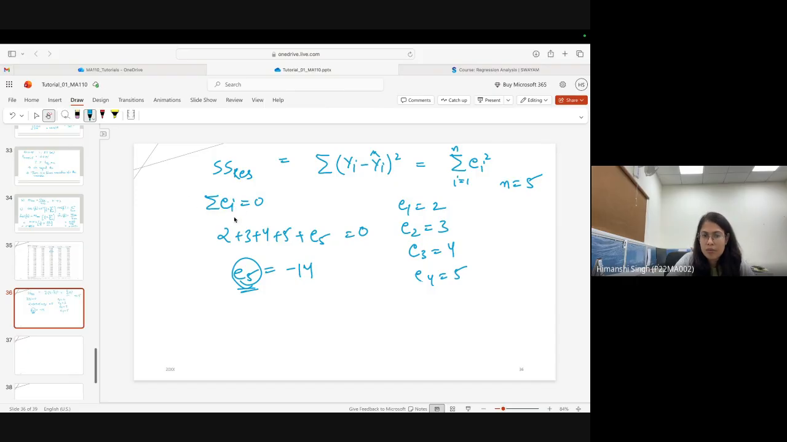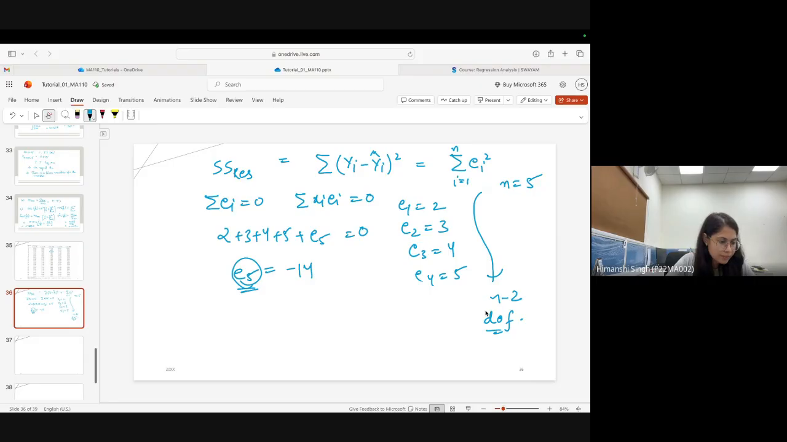Similarly, if only one constraint is there, then only 1 degree of freedom is lost. But in place of one constraint, we have two constraints. The other constraint was summation ai xi is 0. So because of these two constraints, 2 degrees of freedom are lost. That's why we are left with n minus 2 degrees of freedom.